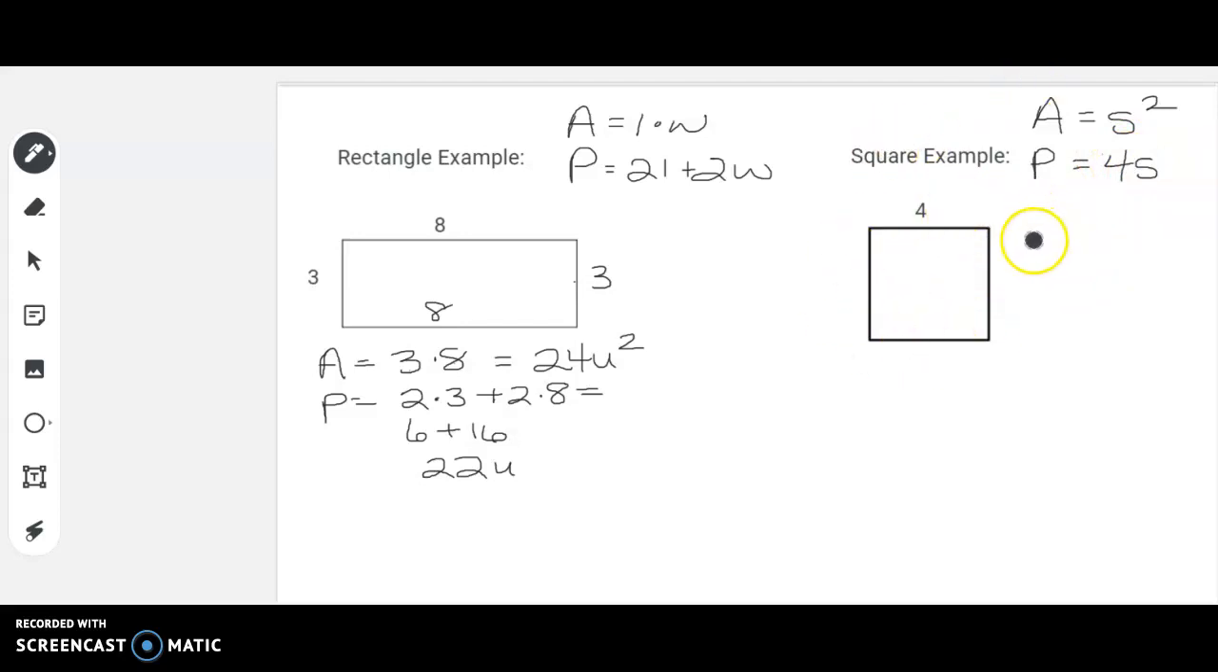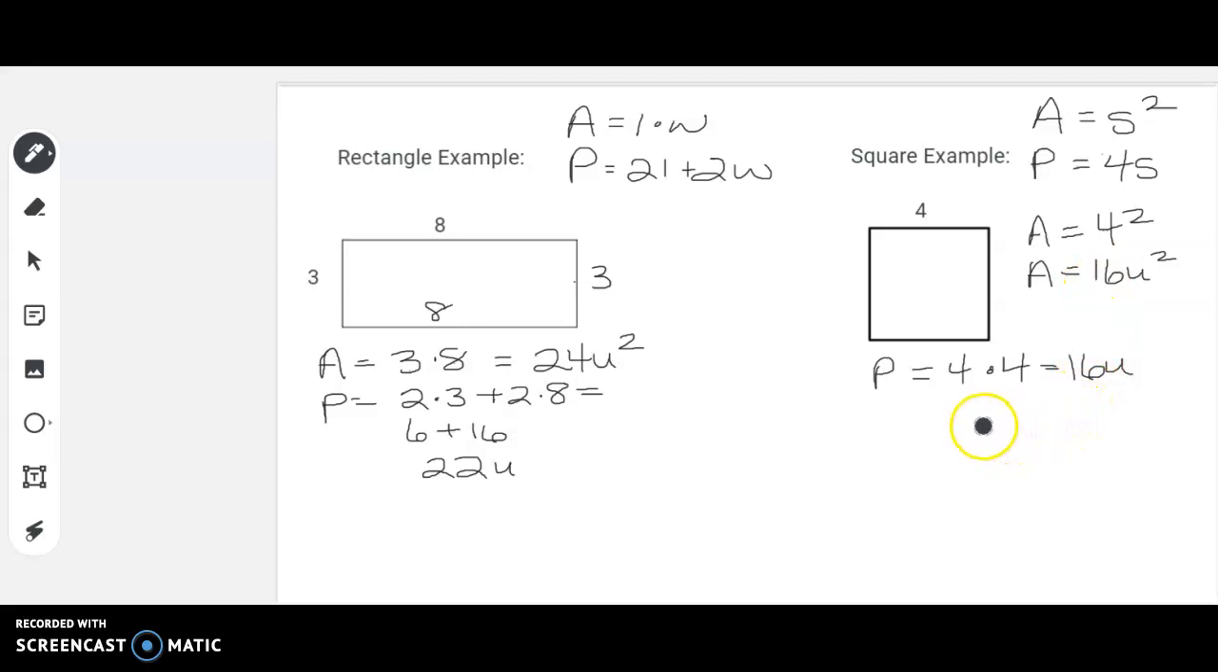So when I'm looking at my square here, I'm going to get my area equal to 4 squared. And that gives me 16 units squared because I'm multiplying it twice. My perimeter is going to be 4 sides at 4. And that's going to be 16 as well. But this is going to be units, because I'm adding all 4 sides together, whereas I am multiplying dimensions for the area.